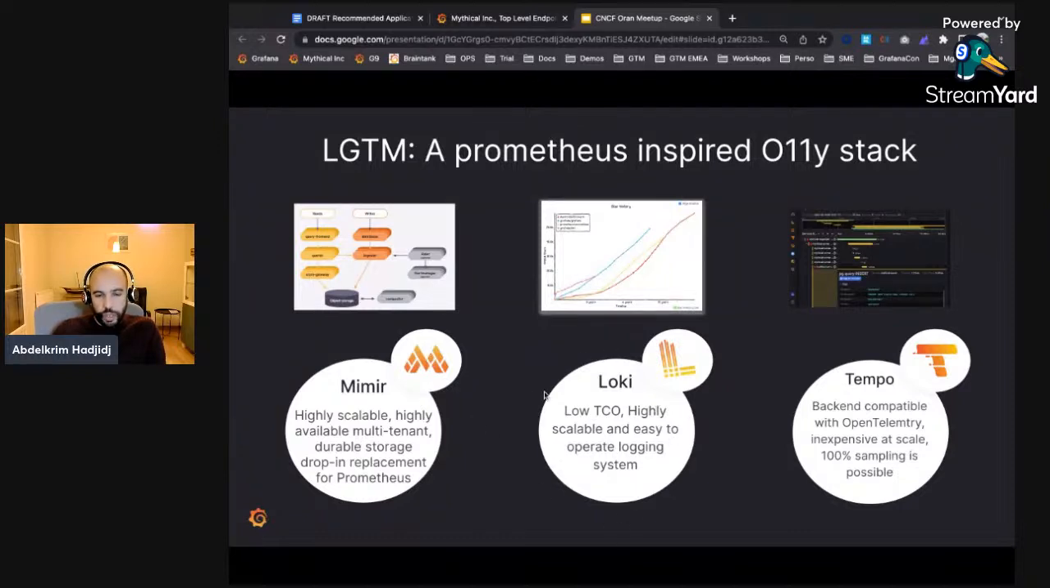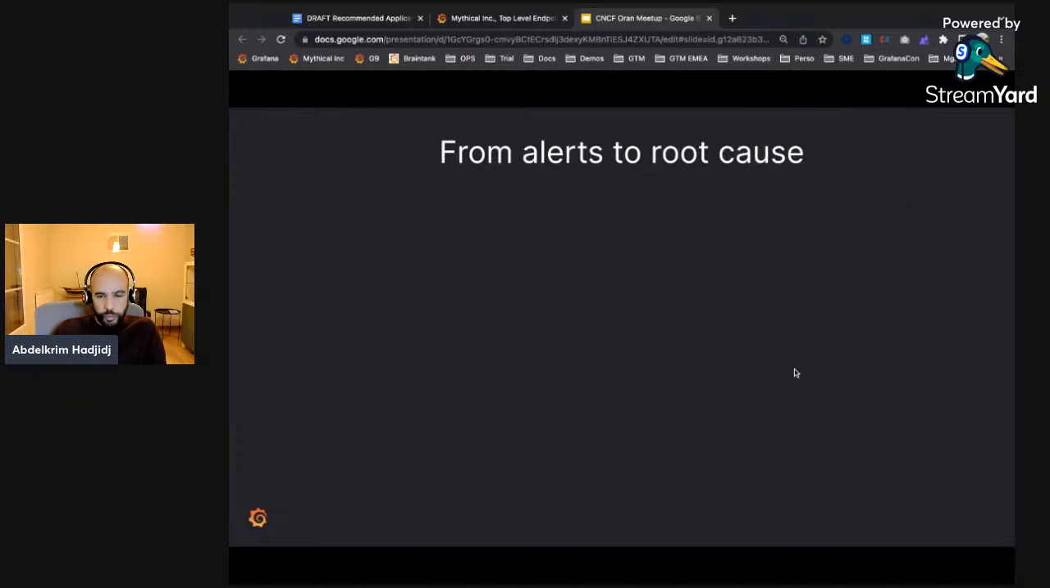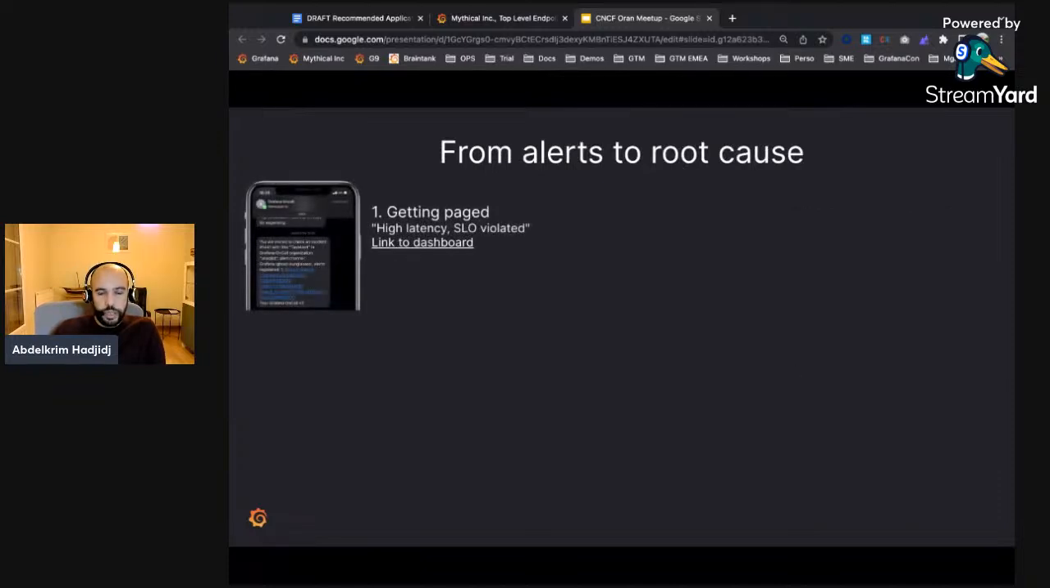Loki is like Prometheus, but for logs. The idea, same thing, is to have a lower cost storage system for logs than Elasticsearch. And finally, Tempo is for the traces. So the idea of this platform is to enable this kind of workflow.